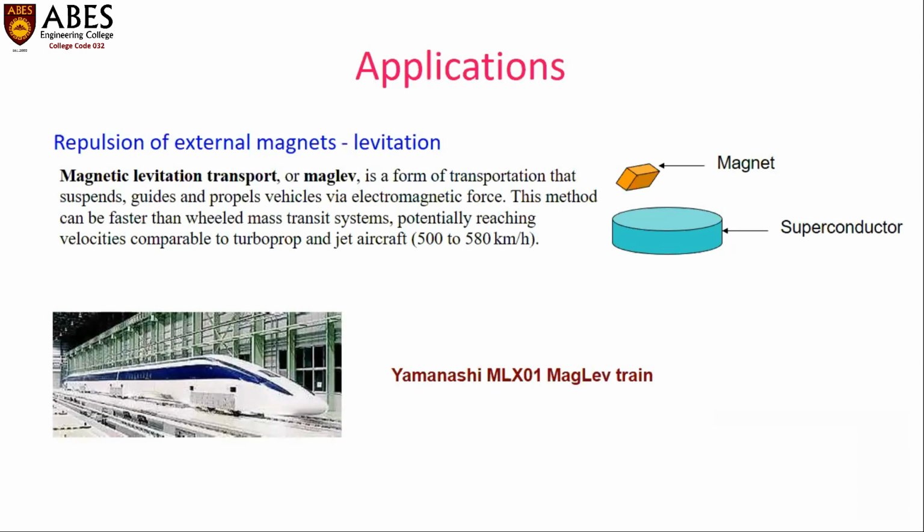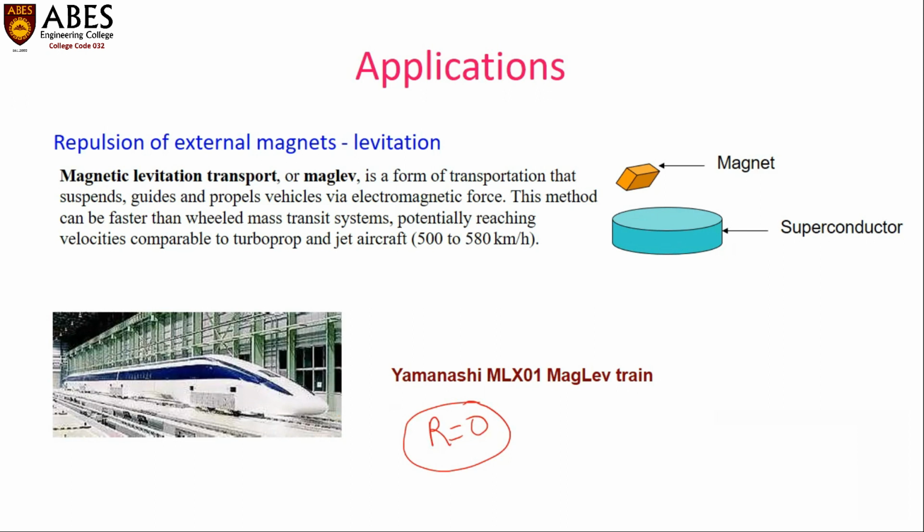Now moving over to the next part, which is the application of superconductors. Superconductors have various applications. The moment we say these elements show zero resistance, it means that current can pass through them without any hindrance. So we can imagine a number of applications through which these elements can be used.